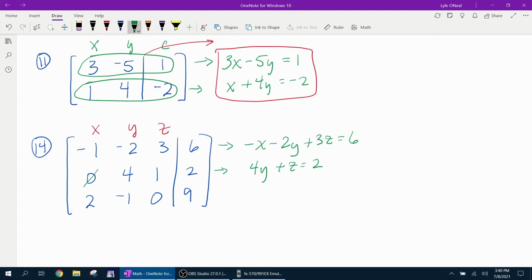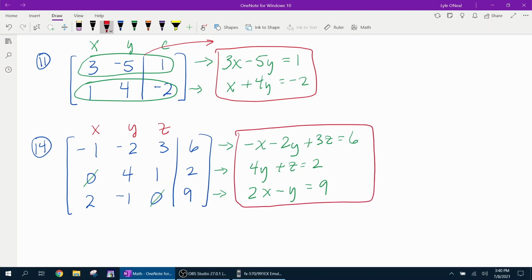And the last row has no z. So that will translate into 2x minus y equals 9. And again, that is the answer. That is all they want for this problem, is the system of linear equations.